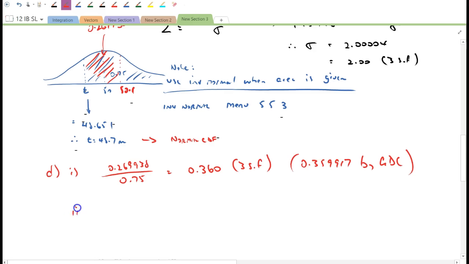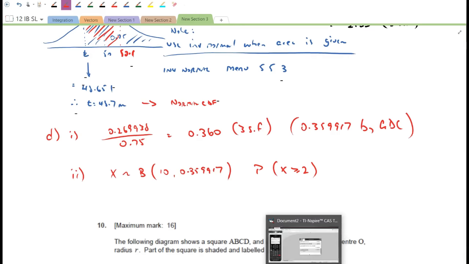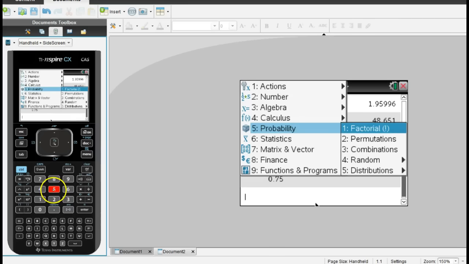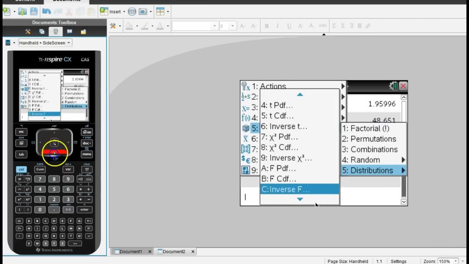So what we're after in part 2 is a binomial question. X is distributed binomially, where we've got 10 trials. The probability of success is 0.359917, and we're looking for the probability that X is greater than or equal to 2. So now we go back into the calculator. We go menu 5. Now we're looking for, I think it's E, isn't it?